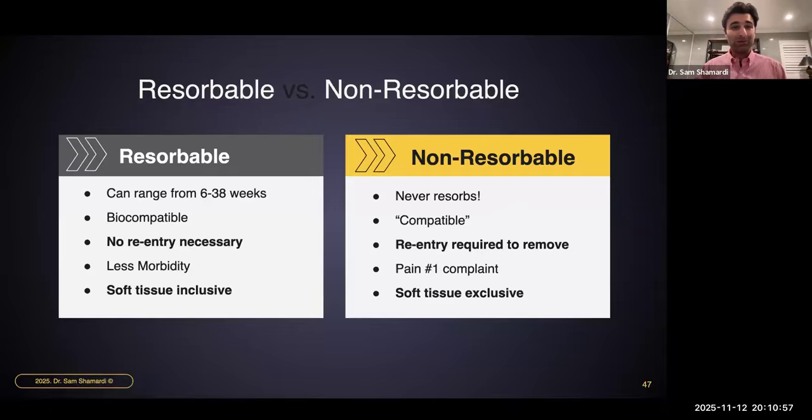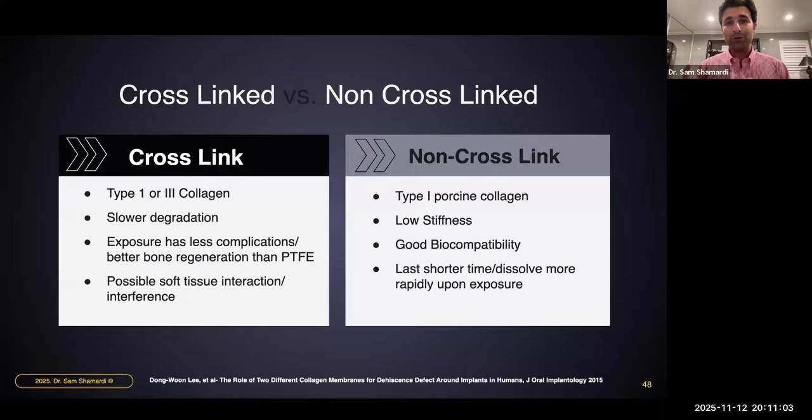And so then the question becomes, how the heck do we know which one is a quicker or longer resorbing? And that really comes down to whether or not those membranes, when you look under a microscope and see their substructure, are cross-linked or not cross-linked. So, like I said, I don't want to overwhelm you with info.